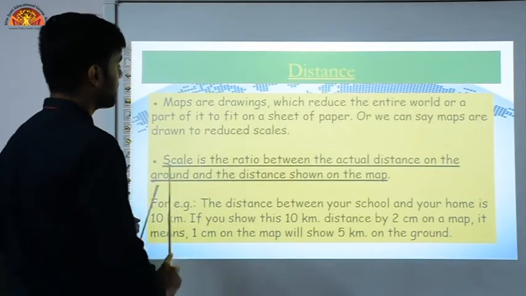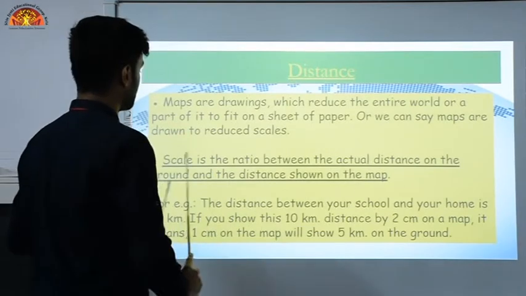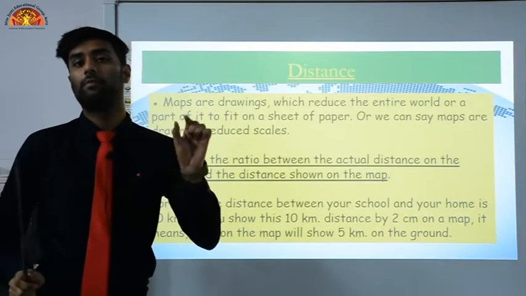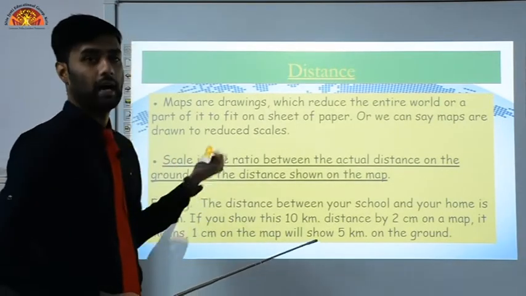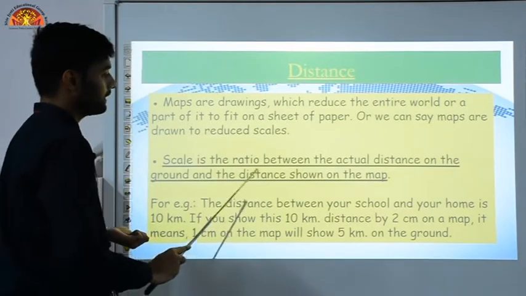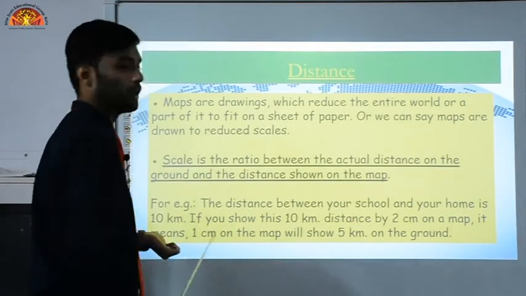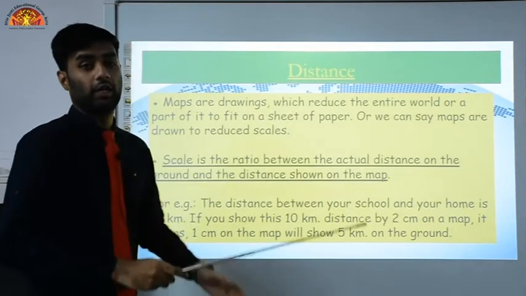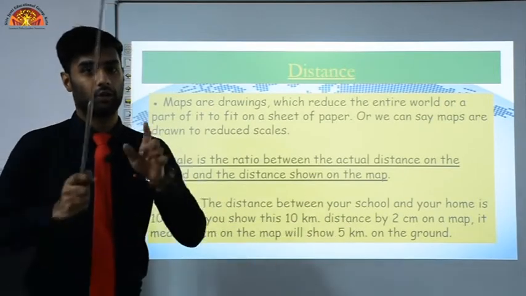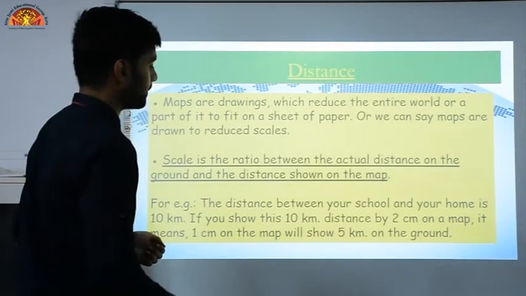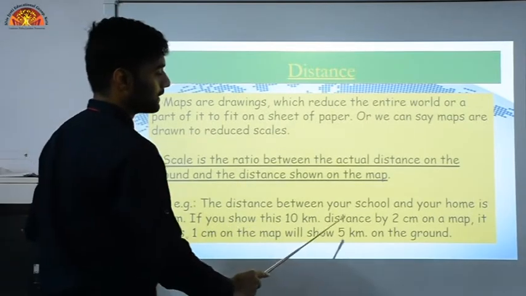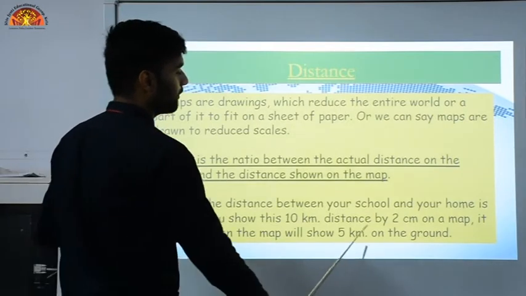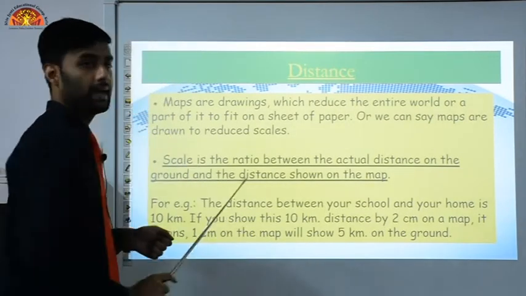What is a scale? Scale is the ratio between the actual distance on the ground and the distance shown on the map. It means the actual distance on the ground will be shown on a map but in a scaled way. How so? For example, suppose the distance between your school and your home is 10 kilometers. You cannot draw a map which is 10 kilometers long, right? You will draw it in your notebook or on a small piece of paper. So if you show this 10 kilometer distance by 2 centimeters on a map, it means that 1 centimeter on the map will show 5 kilometers on the ground. So 2 centimeters will show 10 kilometers.